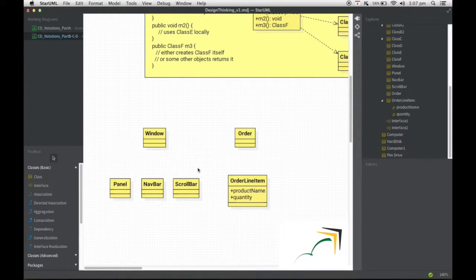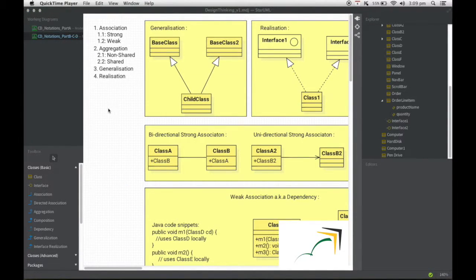I prefer to use the word non-shared, and I'll tell you why in a second. Let me start with an example. Before we look at non-shared and shared aggregation, there's one thing we need to be very clear about. Aggregation is actually a specific kind of association. So the question is, when do we say we actually have an aggregation?